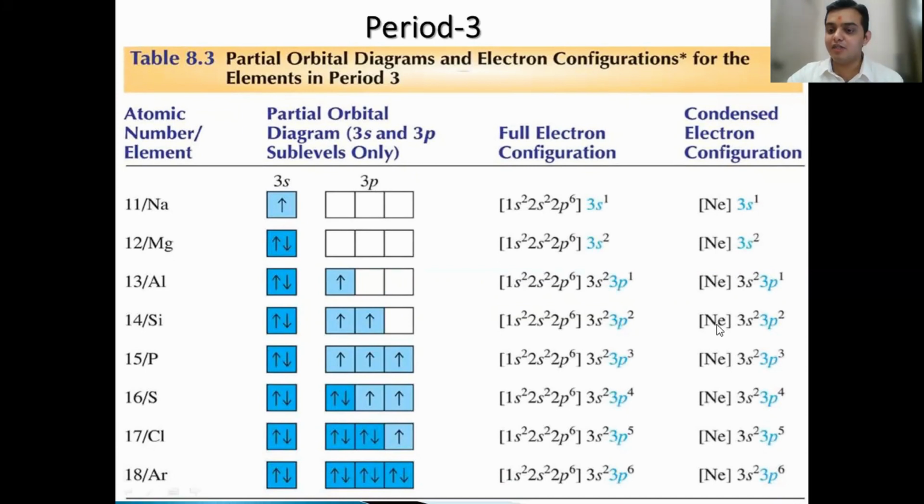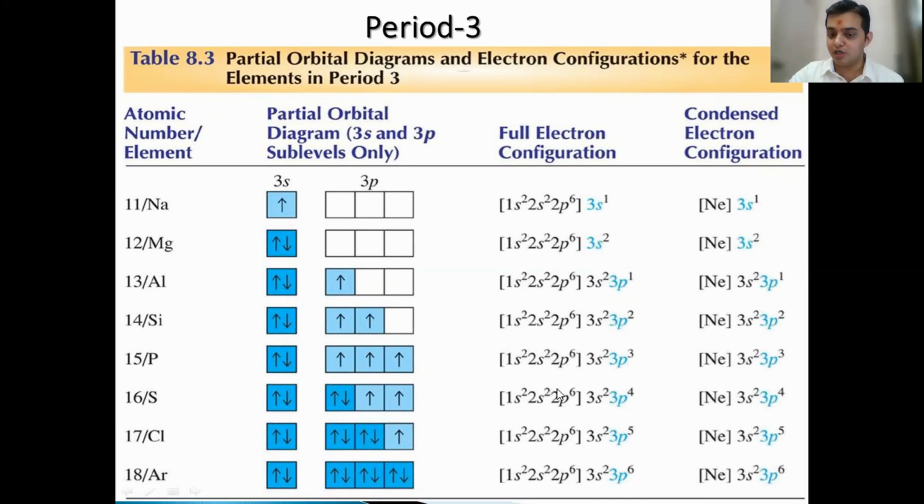Same way 14 will be neon 10. 3s2 is 11, 12. And from 12 to 14, 2 electrons, 3p2. Again 15 is phosphorus, neon 10. 3s2, 11, 12. And from 12 to 15 is how many? 3 electrons. So it is 3p3.